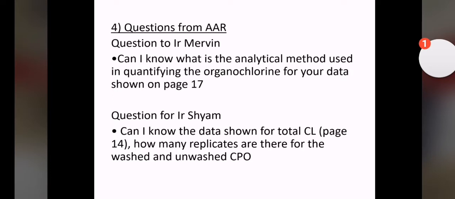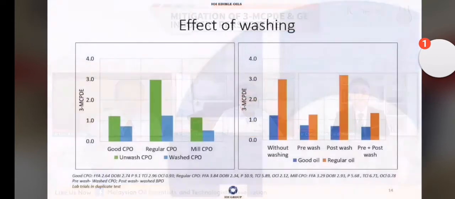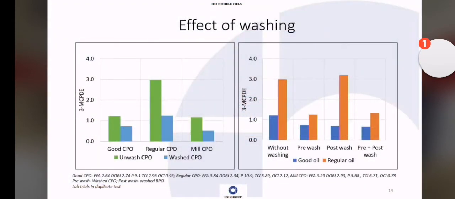Okay. And then the question for Engineer Sham: can I know, for the chloride data shown on page 14, how many replicates there are for washed and unwashed CPO? They're done in duplicate for that particular experiment, but they were actually repeated over time.